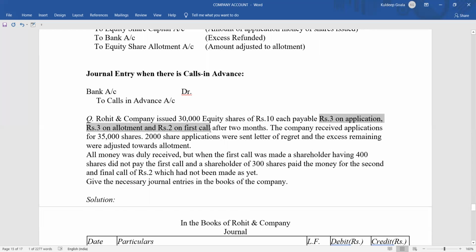So remaining how much? ₹2. So that will be the second and final call, right? So that means it is coming ₹8 till now we are taking, right? So let's see after that what is here.